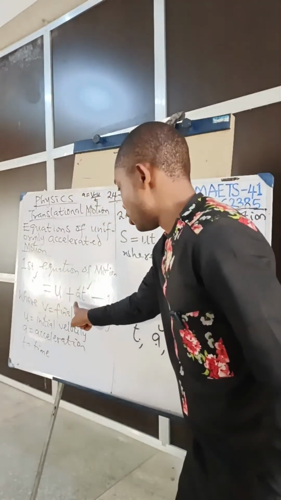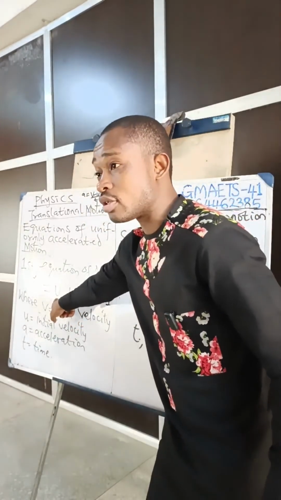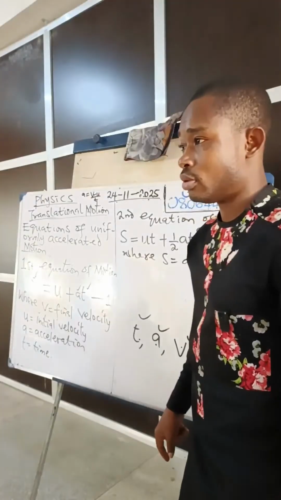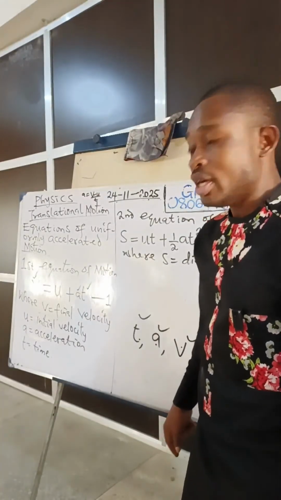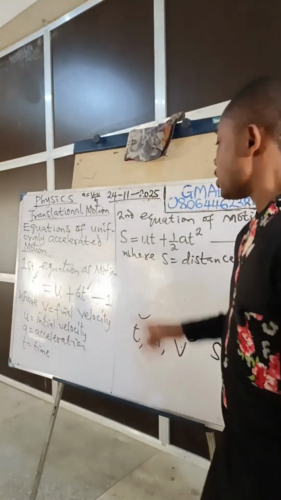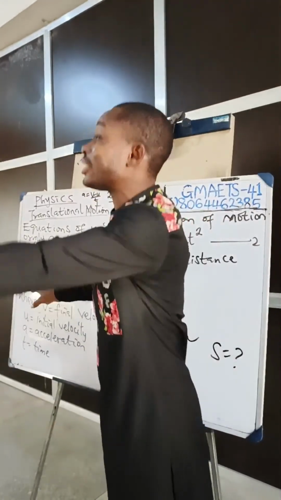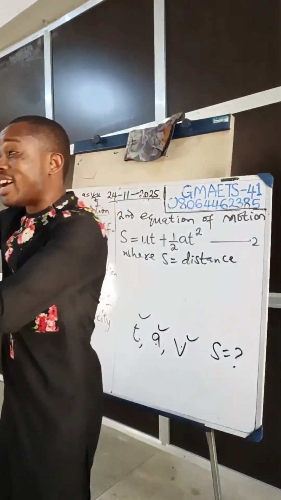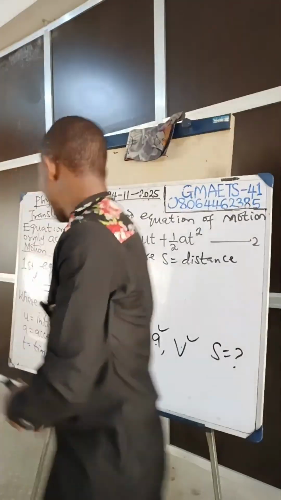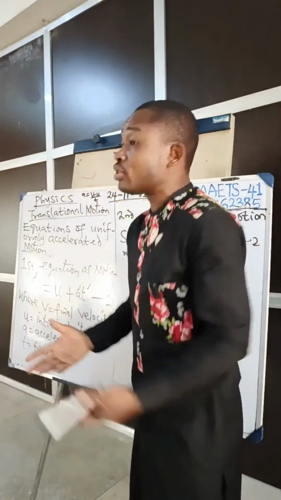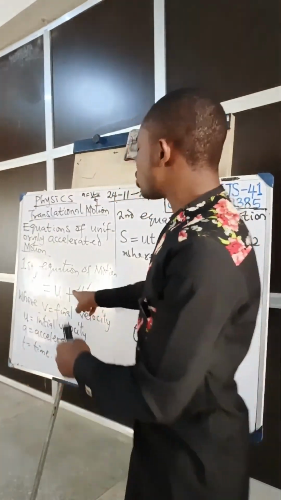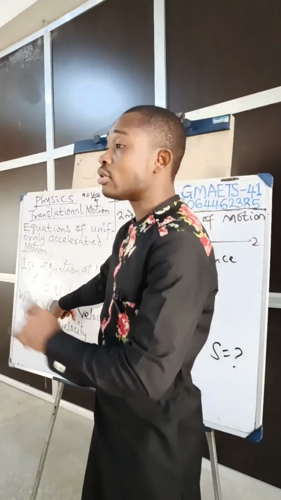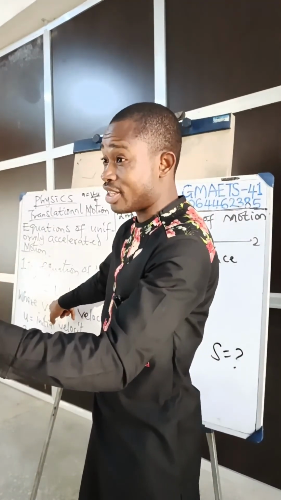You know your A. You know your T. The only thing you don't know is what? U. Are you following right? So since you know your T, A, and V, substitute it in equation 1. Remember, what they ask you to find is distance. Am I communicating right? And you know you don't use this thing to calculate distance. It has nothing to do with distance. But you need to use this equation to get what? U in that case. Are you getting me right?